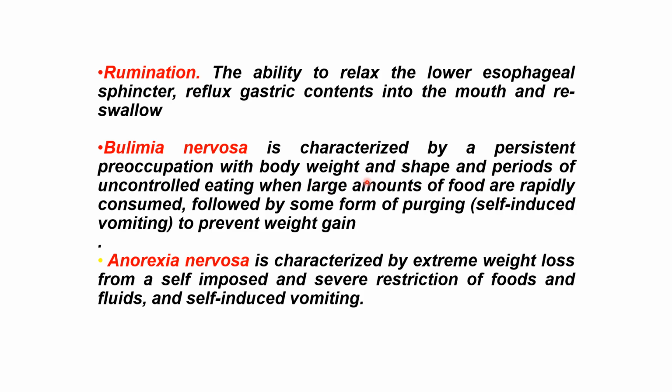So what happens? They consume large volumes of food, and afterwards cause self-induced vomiting to prevent weight gain. In that condition, when the acidic products travel to the mouth, they can lower the pH, and this acidity can destroy the tooth structure and cause tooth erosion. So that is bulimia nervosa. And similarly, anorexia nervosa is extreme weight loss from a self-imposed and severe restriction of foods and fluids, and self-induced vomiting as well.